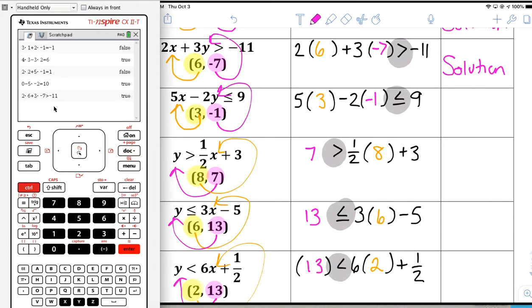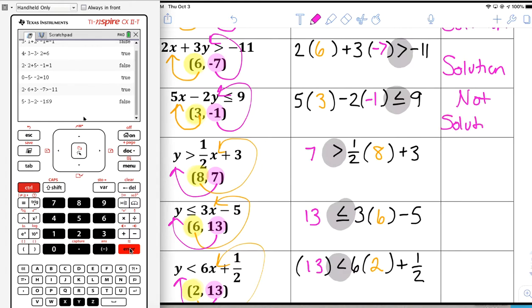Okay. Let's try number 6. Typing in 5 parentheses 3 minus 2 parentheses negative 1. I need to make a less than or equal to, so Control enter. Less than or equal to my 9. When I press enter, it tells me false because that point is not a solution. He is not on that graph.